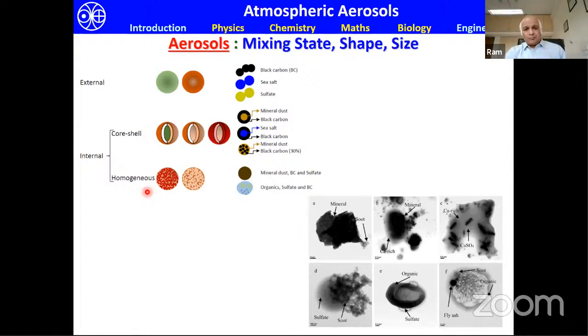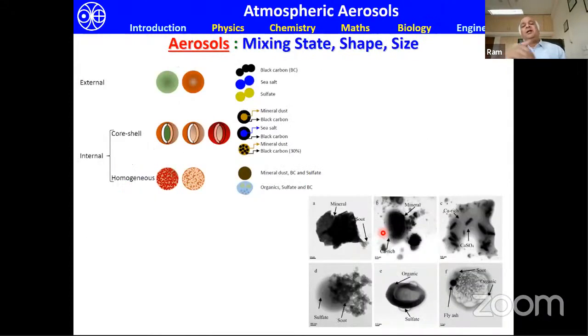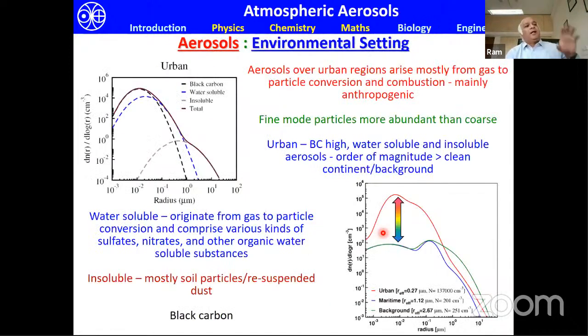And they can be of different shapes also, depending on the process by which they are produced and the types of particles that are emitted. They can be of different sizes, as is also shown here. This has a direct linkage to the phase function that we derive. Depending on the shape of the particle, the phase function will also keep changing. So in different environmental settings, these particles will be different.